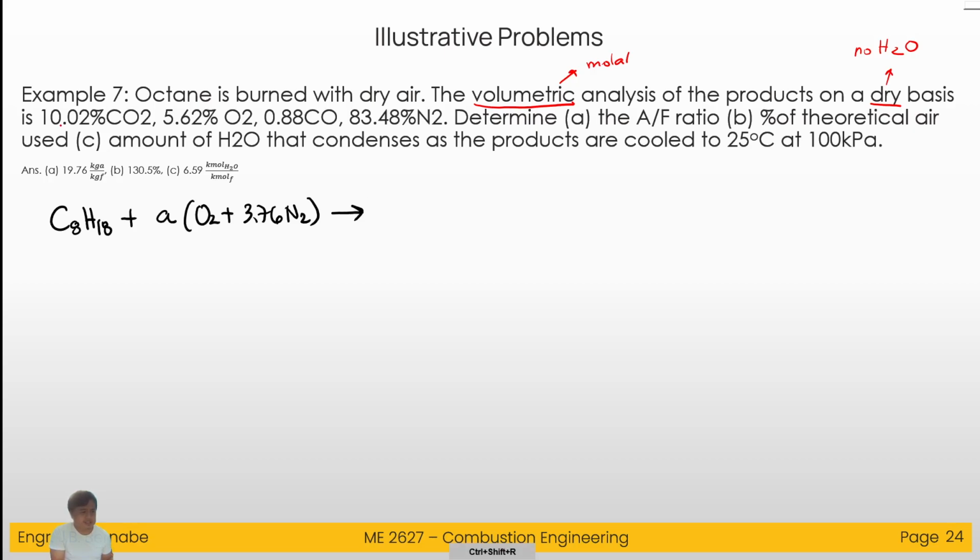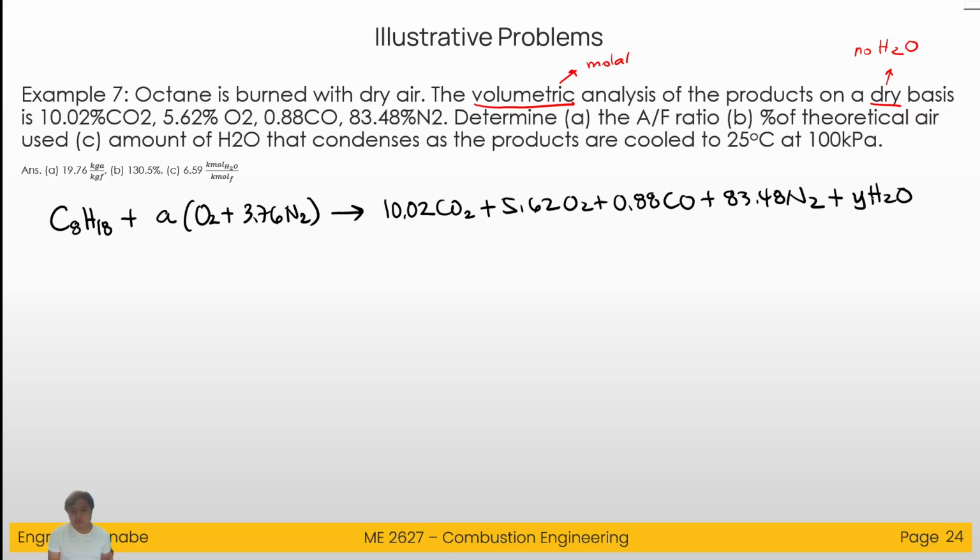So let's do this now. You have the CO2, so we can use that as the number of moles: 10.02 CO2 plus 5.62 oxygen plus 0.88 carbon monoxide and then nitrogen. We forgot one, which is the H2O, the water vapor, since this is only the dry volumetric analysis. So we have Y H2O, with Y here and A here.